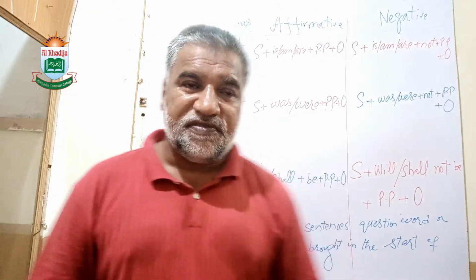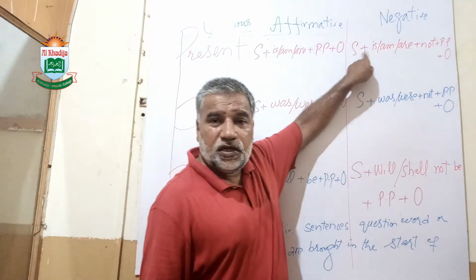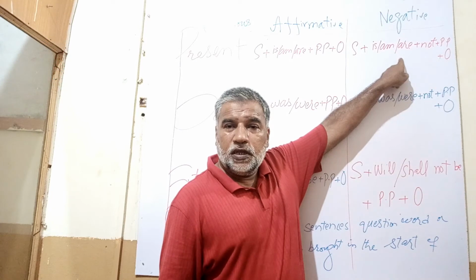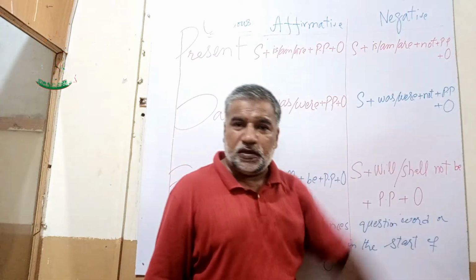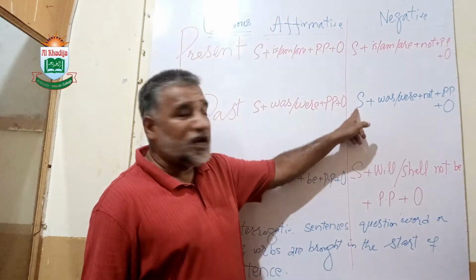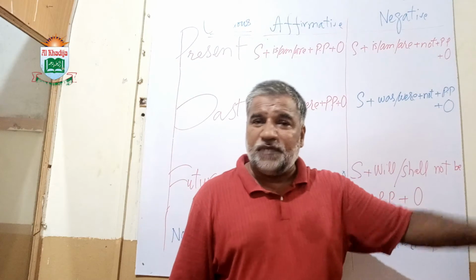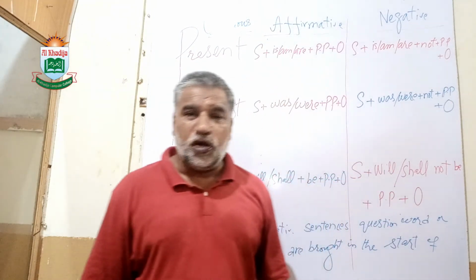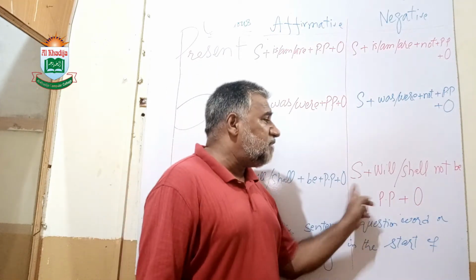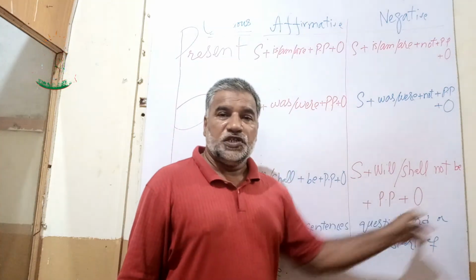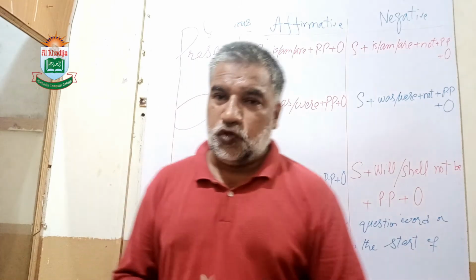Now let's see its negative sentences. She is not playing badminton. In past continuous we will say she was not playing badminton. And future continuous, she will not be playing badminton.